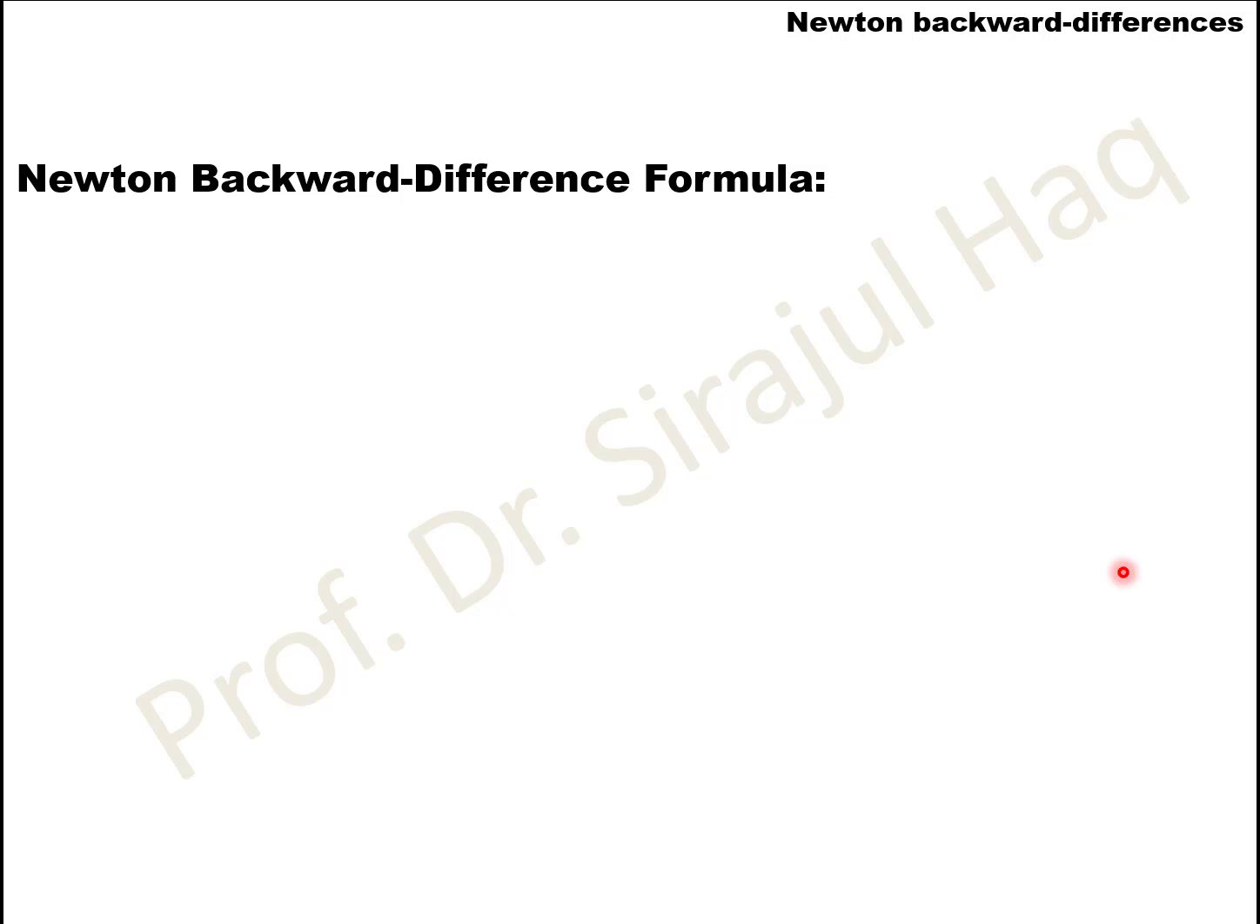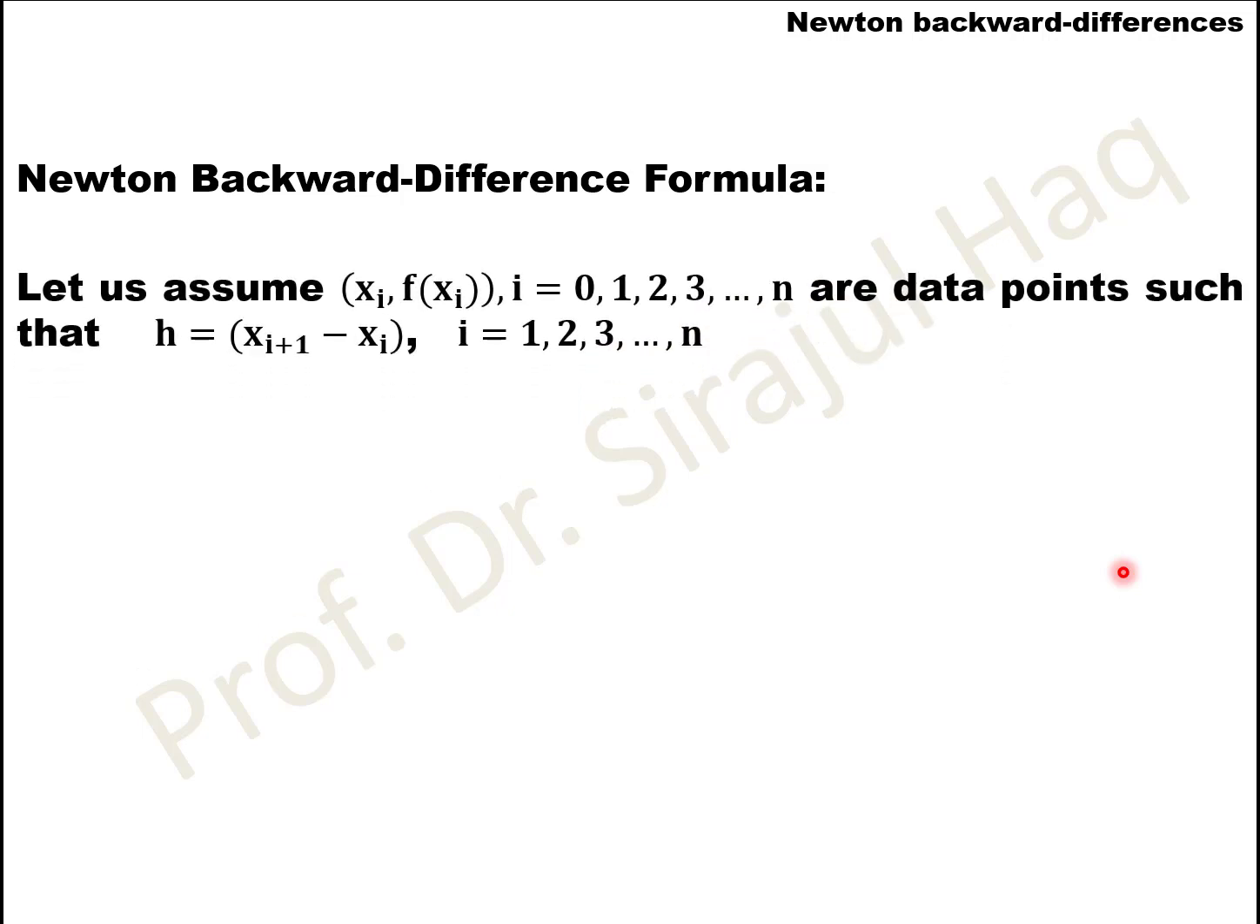Again, this formula is used for replacing data by a polynomial and then doing some interpolation. The formula is again for n plus 1 data points, f of xi, starting from 0 and reaching up to n. So there are n plus 1 data points.